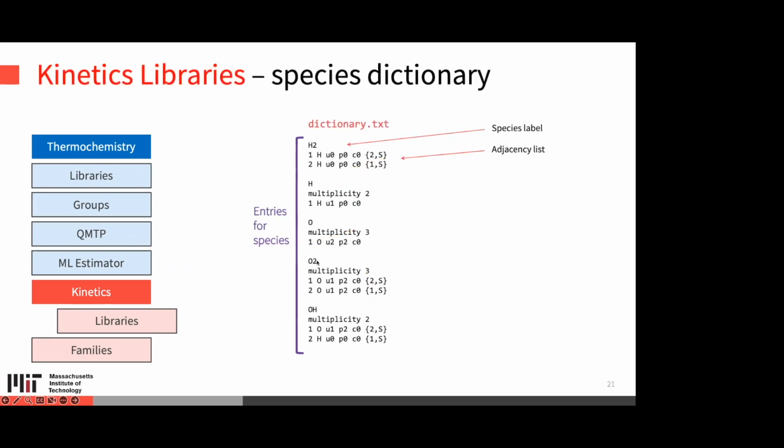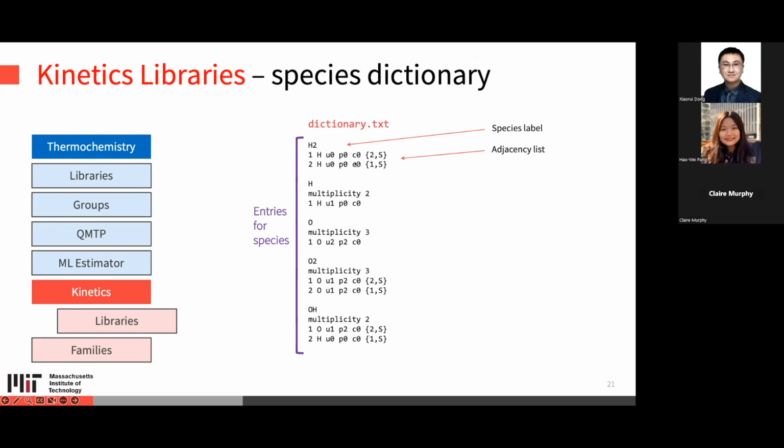So I'll talk about that on the next slide. All kinetics libraries need 2 files in the same directory. The first is the reactions.py from the previous slide. And then the second one is this species dictionary that is used to define the molecular structure for everything that's participating in the reaction. And this is important because it's going to define the connectivity, the charge, the multiplicity, et cetera, so that RMG knows how to represent this and what exact species is taking place.